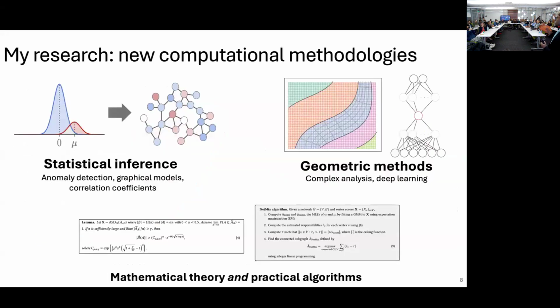And so in my research very broadly, I develop these different computational methodologies for biological problems. This includes methodologies based on statistical inference for studying networks or geometric methods for looking at spatial interactions. And in my work, I develop both mathematical theory and practical algorithms when appropriate.